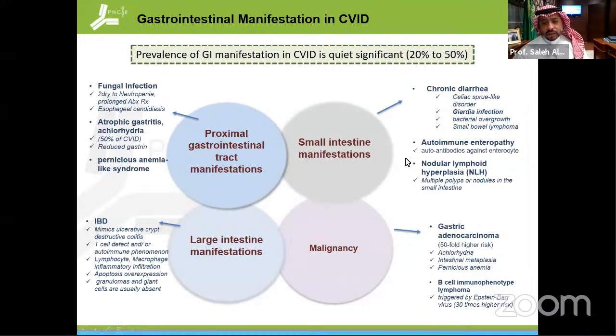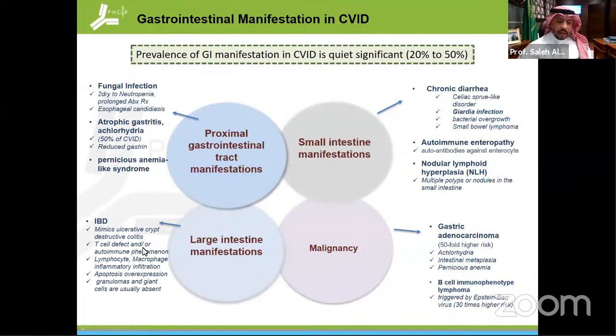Next, the diseases and manifestations related to the small intestine. Chronic diarrhea can be caused by different factors: celiac sprue-like disorder, Giardia infection, bacterial overgrowth, and small bowel lymphoma. The other manifestation, patients with common variable immune deficiency can present in the small intestine with autoimmune enteropathy, which is mainly autoantibodies against the enterocyte. And finally, nodular lymphoid hyperplasia is a special entity with multiple polyps or nodules in the small intestine.